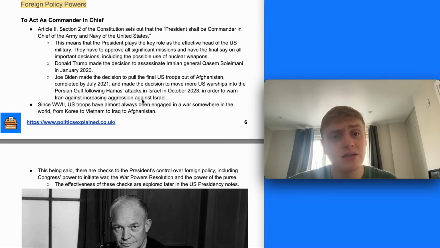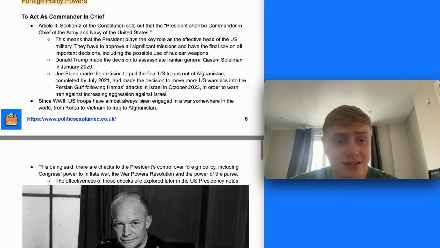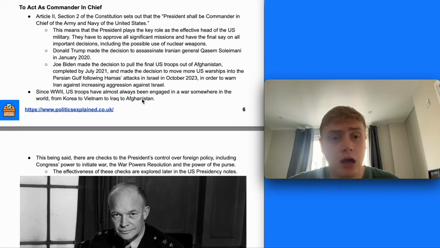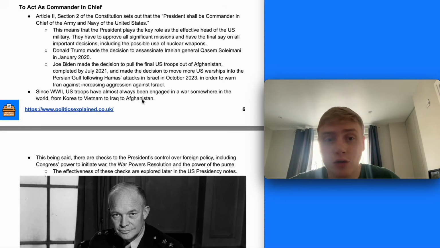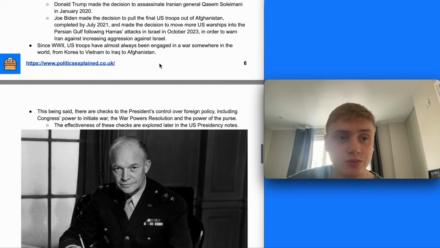Joe Biden also made the decision to pull the final US troops out of Afghanistan, completed in 2021, as well as the decision to move more US warships into the Persian Gulf following Hamas attacks in Israel in October 2023 in order to warn Iran against increasing aggression against Israel.